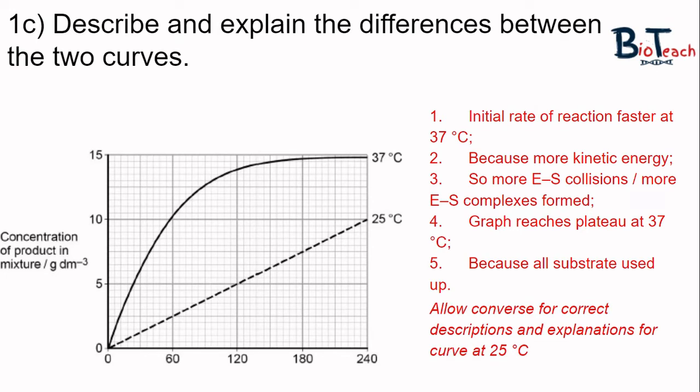Say, for example, you've chosen 25 degrees to describe and explain that, then it's just the converse, that the rate of reaction is pretty steady all the way from the beginning of the experiment to the end. There is no plateau because the substrate is not completely used up as part of that. And the rate of reaction is slower at 25 because there is less kinetic energy in the molecules, and so there are less enzyme substrate complexes formed in the same time when compared to the 37-degree graph.